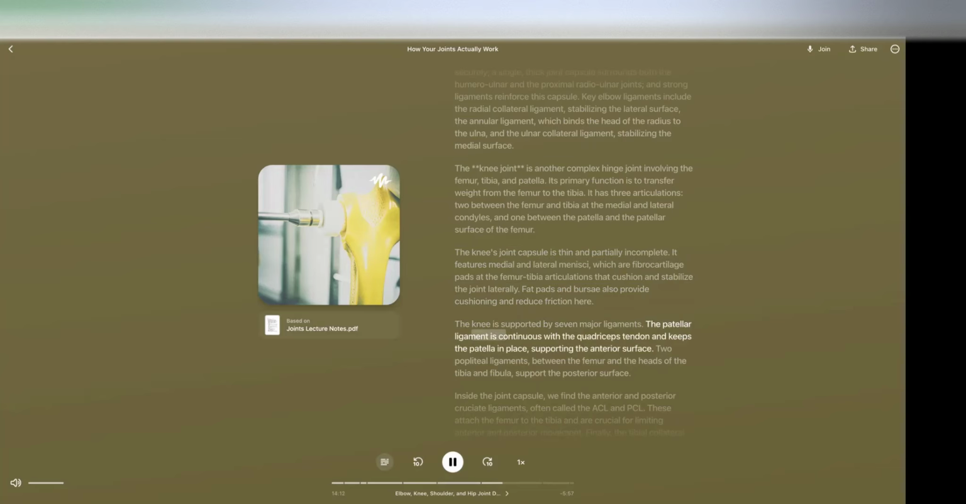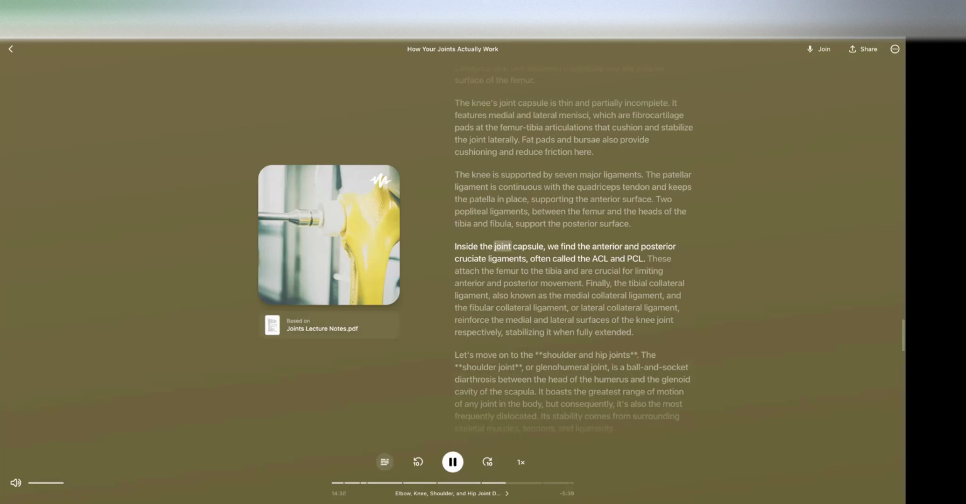The patellar ligament is continuous with the quadriceps tendon and keeps the patella in place, supporting the anterior surface. 2 popliteal ligaments between the femur and the heads of the tibia and fibula support the posterior surface. Inside the joint capsule, we find the anterior and posterior cruciate ligaments, often called the ACL and PCL. These attach the femur to the tibia and are crucial for limiting anterior and posterior movement.